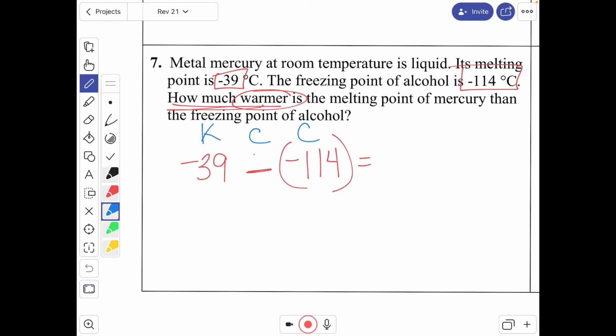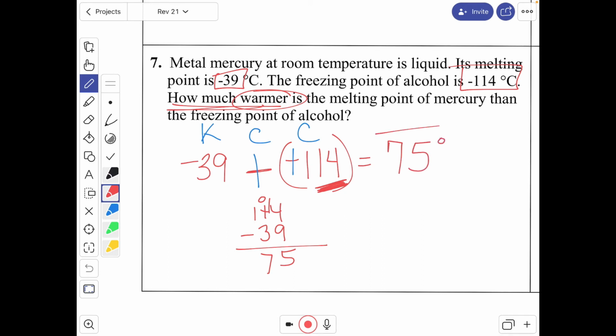Remember, keep, change, change. Keep that first number. Change to addition. Change the sign of the second number. They do not have the same sign, so we have to subtract. So I got 75. Now we're going to take the sign of the higher number. The higher number now is this one, and it's positive. So it's a positive 75 degrees.